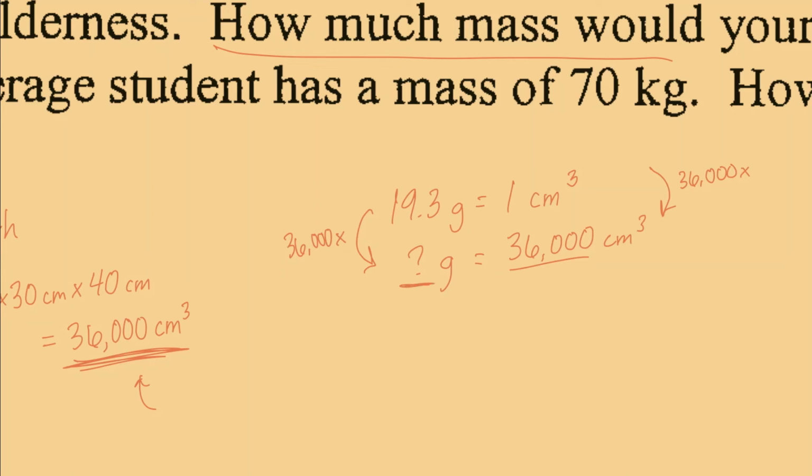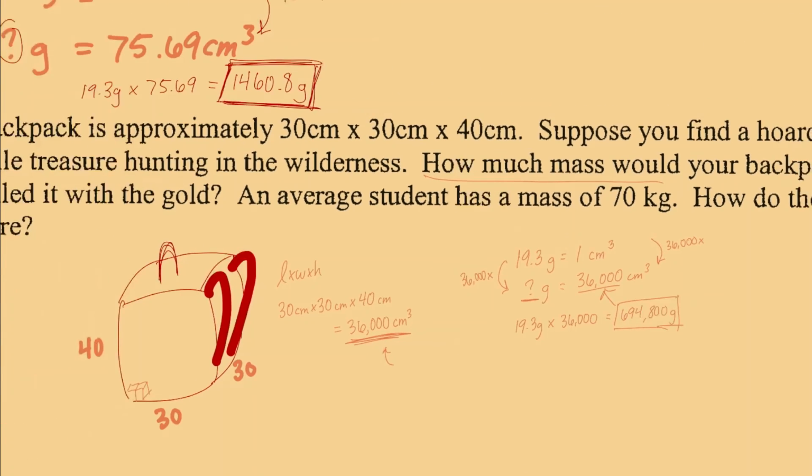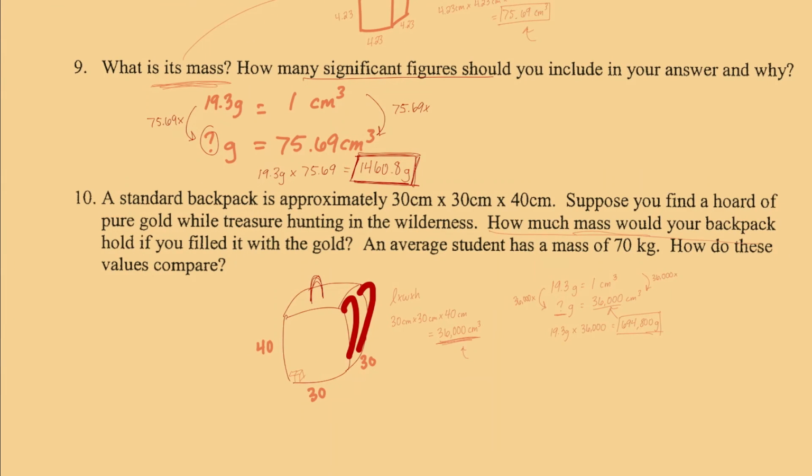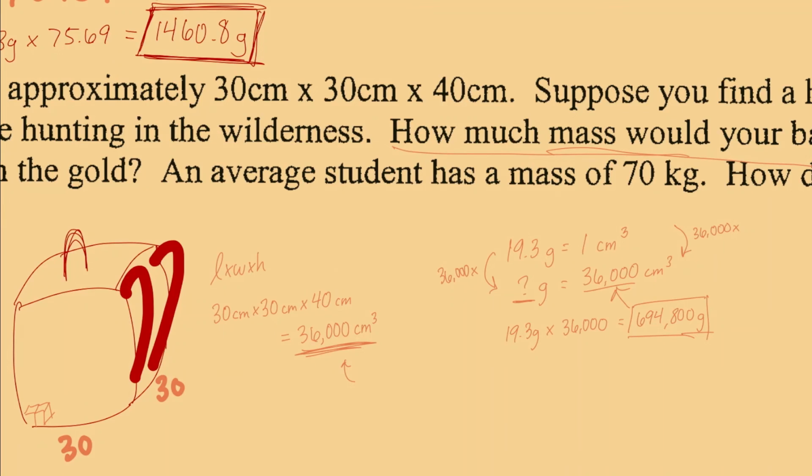So to figure out what that number is for the question mark, I'm going to go 19.3 grams times 36,000 times as many grams. I'll get my calculator out and I'll say 19.3 times 36,000, and I get 694,800 grams of gold is the mass of 36,000 cubic centimeters of gold. All right, that's how much mass my backpack would hold if I filled it with gold. If I fit as many cubic centimeters as I possibly could in my backpack.